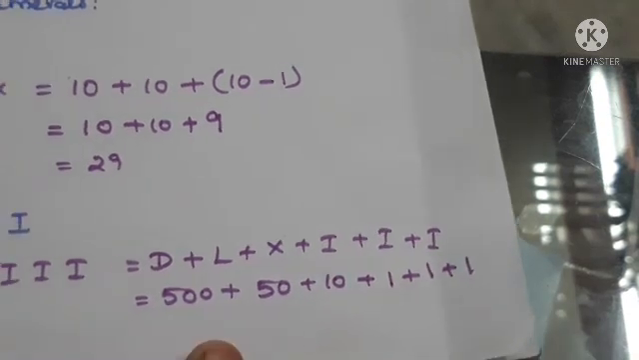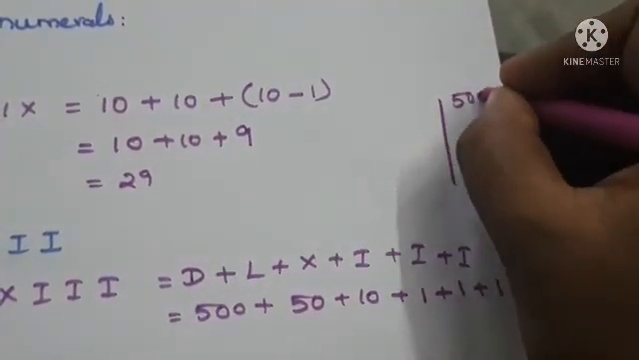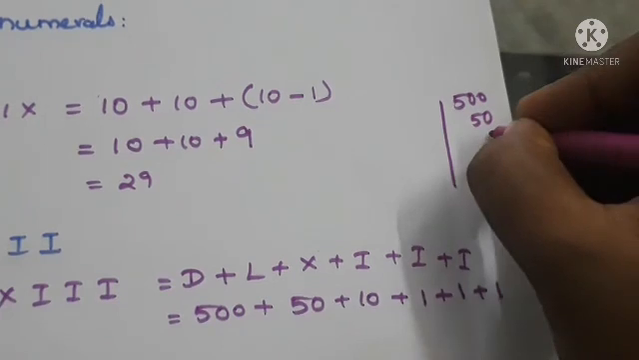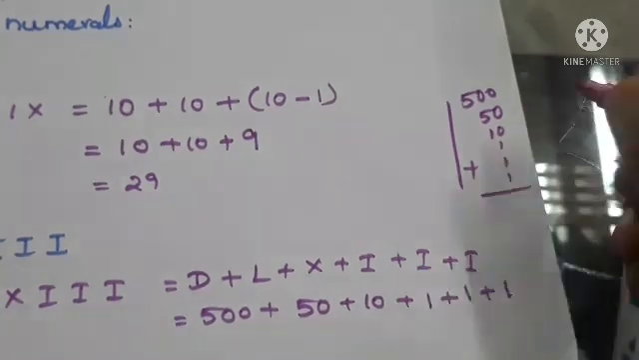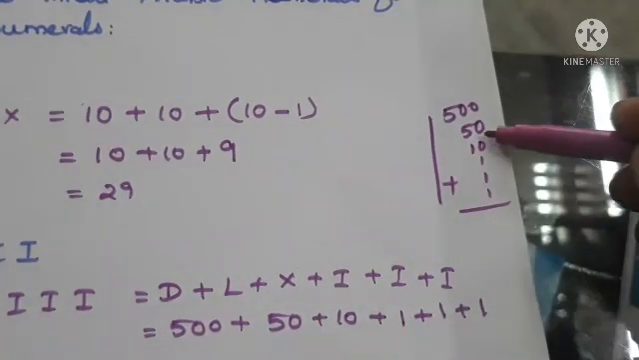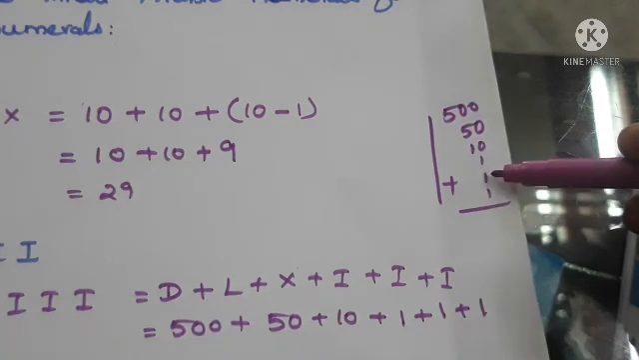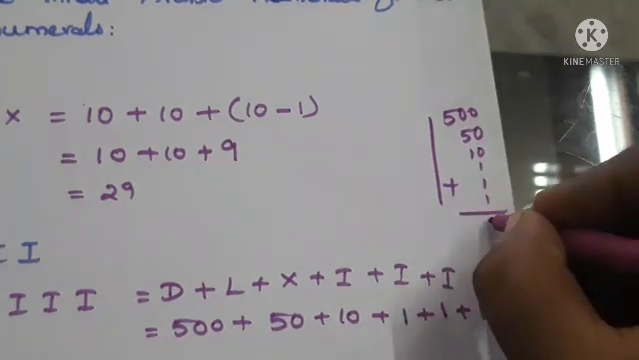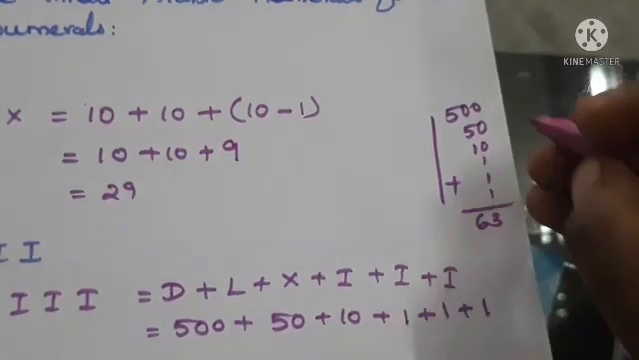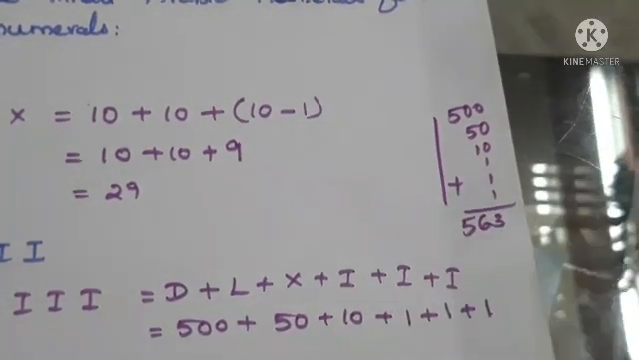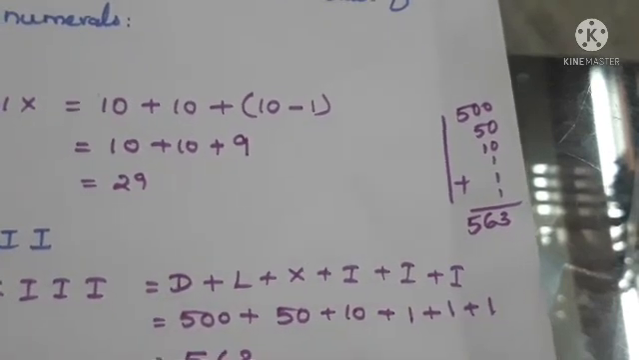Next we can add these numbers. This is rough work. Just I am writing here 500. Next 50 means 0, 5. Next 10, 0, 1. Next 1, next 1, 1 and 1. So we have to add everything. 0 plus 0 plus 0 we will get 0. Next 0 plus 1 is 1, 1 plus 1 is 2, 2 plus 1 is 3. So we got 3 in the ones place. Next 0 plus 5 is 5, 5 plus 1 is 6. Next here we have 5 alone. So 563 is our answer. 563. Understood?